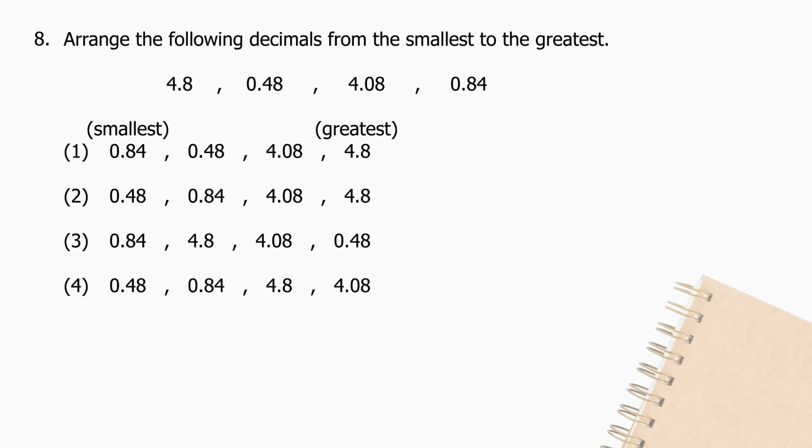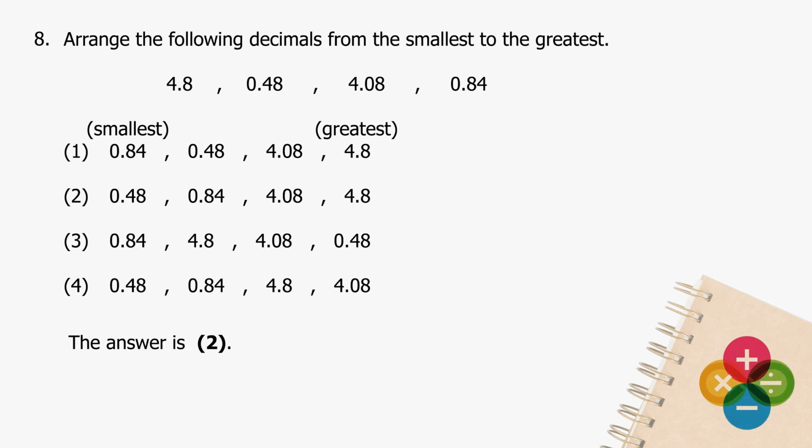Question 8. Arrange the following decimals from the smallest to the greatest. 4.8, 0.48, 4.08, 0.84. The answer is 2.